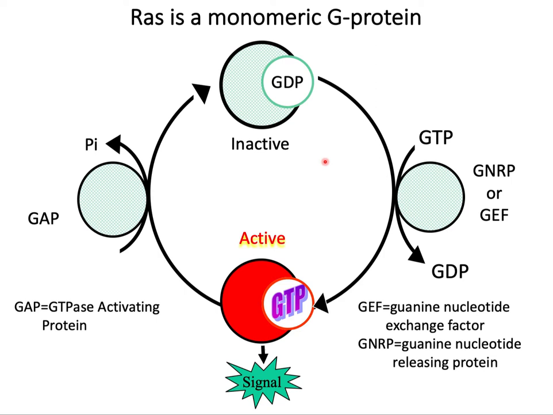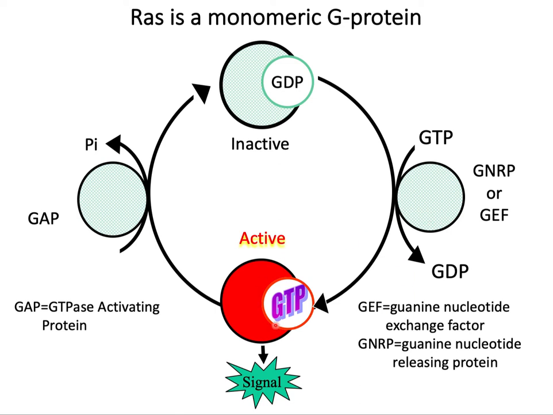And this exchange of GDP and GTP is facilitated by a large class of protein, which is known as the guanine nucleotide exchange factor, or GEF. Sometimes they are called GNRP, guanine nucleotide releasing protein, or GNRF, guanine nucleotide releasing factor, etc. But the more common name is the GEF. So it's this protein that facilitates the exchange of GDP for GTP and activation of the RAS protein.